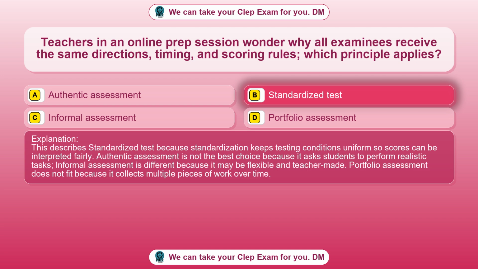This describes standardized test because standardization keeps testing conditions uniform so scores can be interpreted fairly. Authentic assessment is not the best choice because it asks students to perform realistic tasks. Informal assessment is different because it may be flexible and teacher-made. Portfolio assessment does not fit because it collects multiple pieces of work over time.